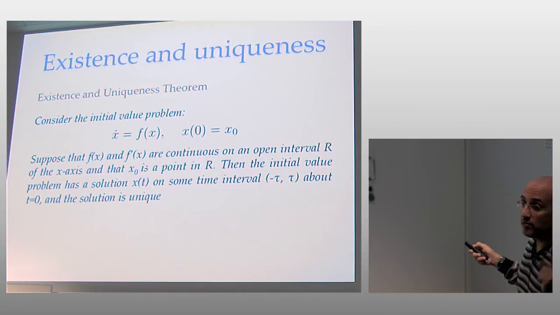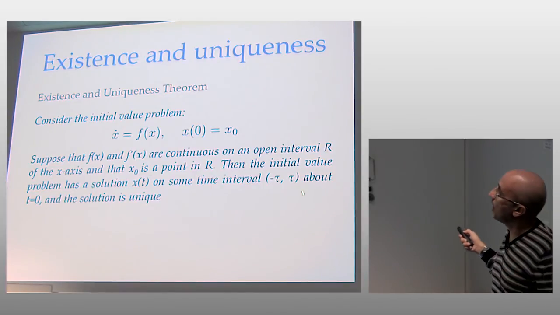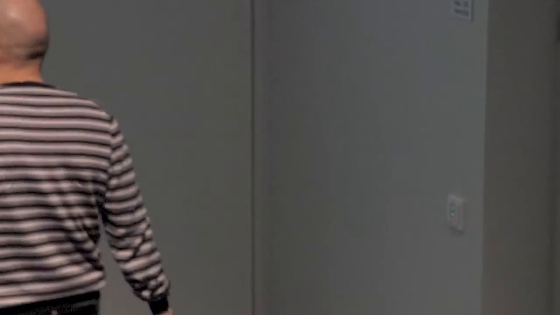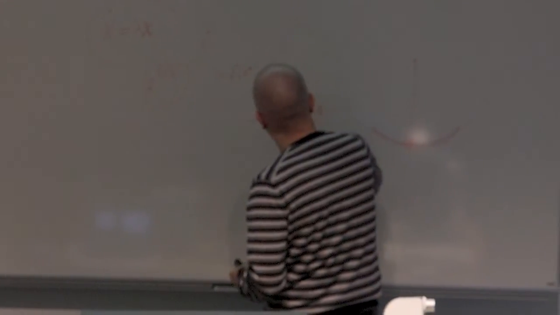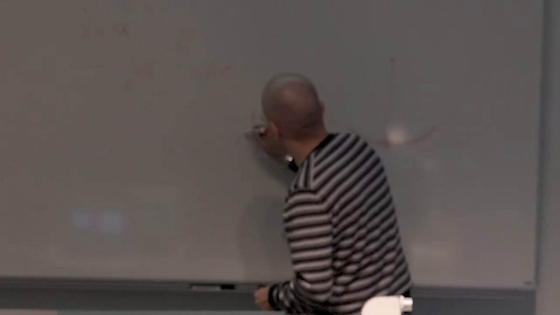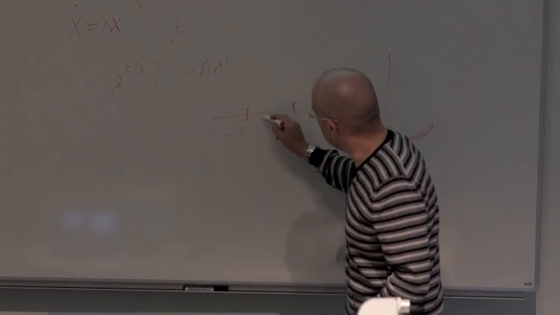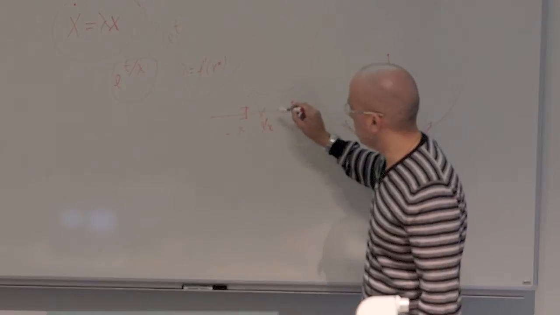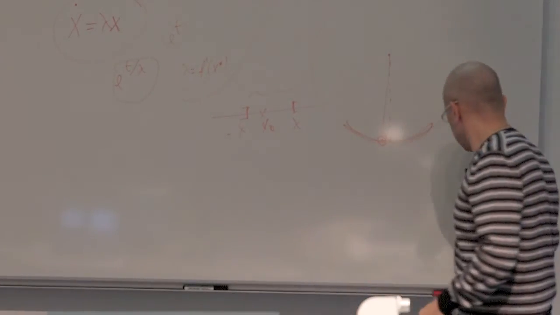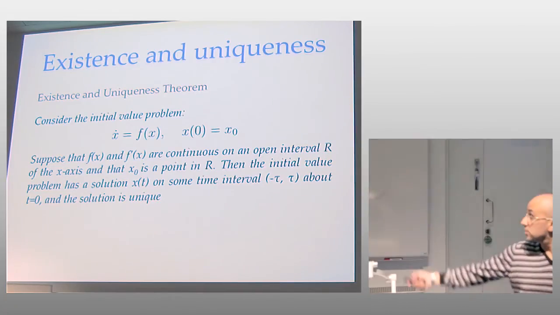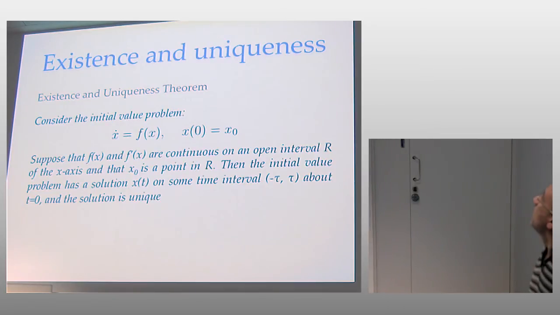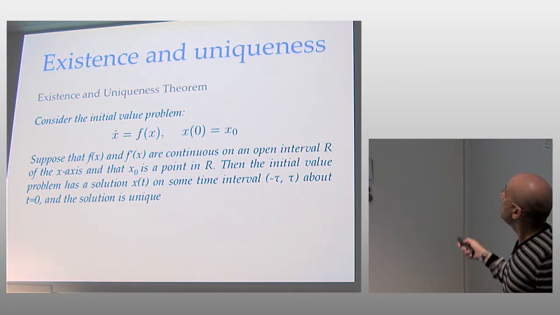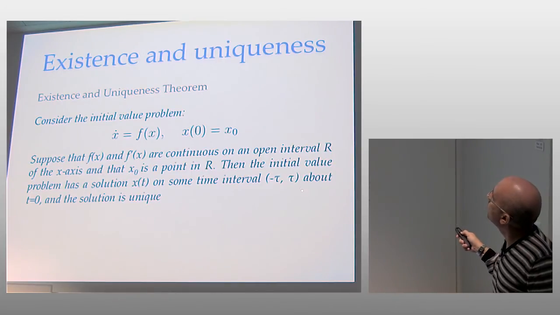If f of x and its derivative are continuous on an open interval R on the x-axis, open interval means that if this is the x-axis, say this is minus lambda, lambda, so to speak, but it can be anything, and the extremes are not included, and x0 is a point of this interval. If f of x and its derivative are continuous within this, then it's possible to show that there is one solution to this problem with this initial condition, and only one solution within an interval from minus tau to tau, where 0 is, of course, the initial point.